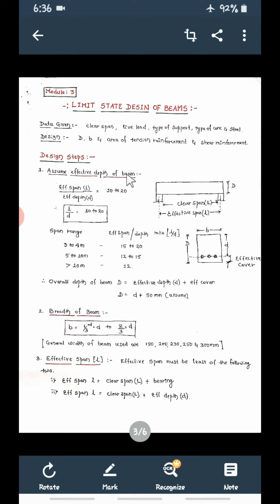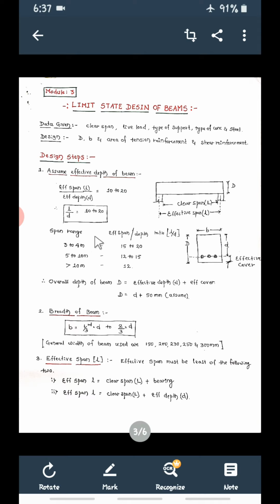Then how to assume? We know already. First you have to see whether it is a simply supported beam, continuous beam or cantilever beam. Based on that, the L by D ratio. Effective span, that is small l, divided by effective depth small d. So L by D is equal to 10 to 20 for a simply supported beam, or again depending upon its load.